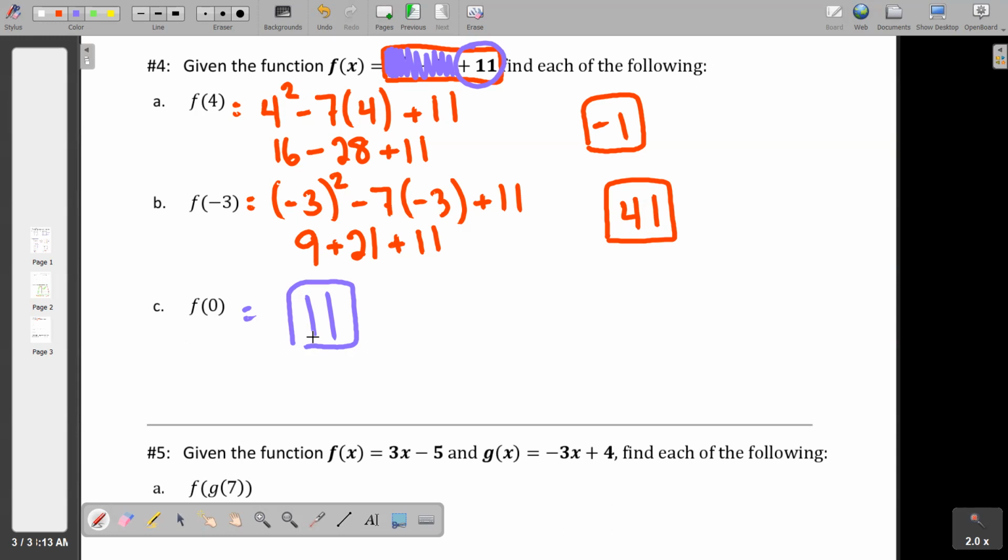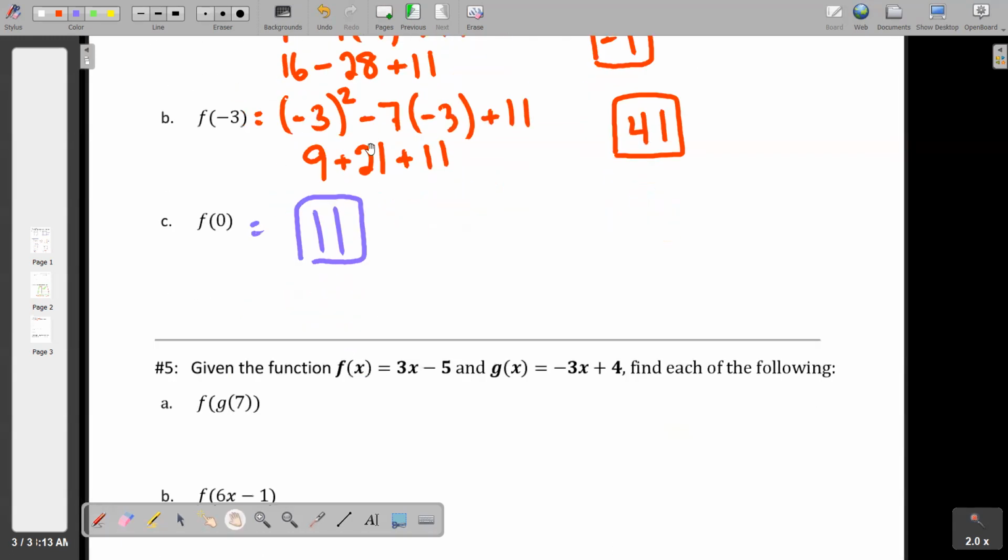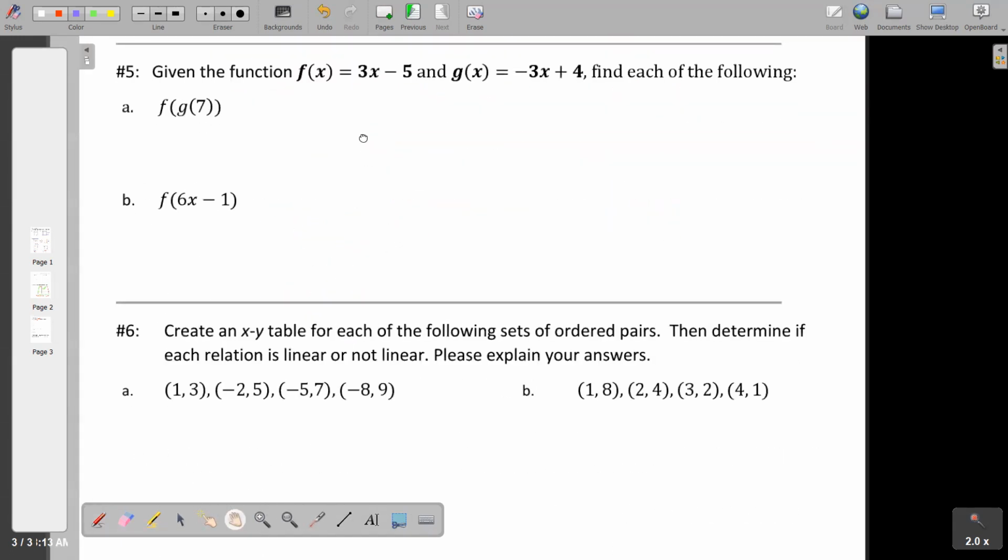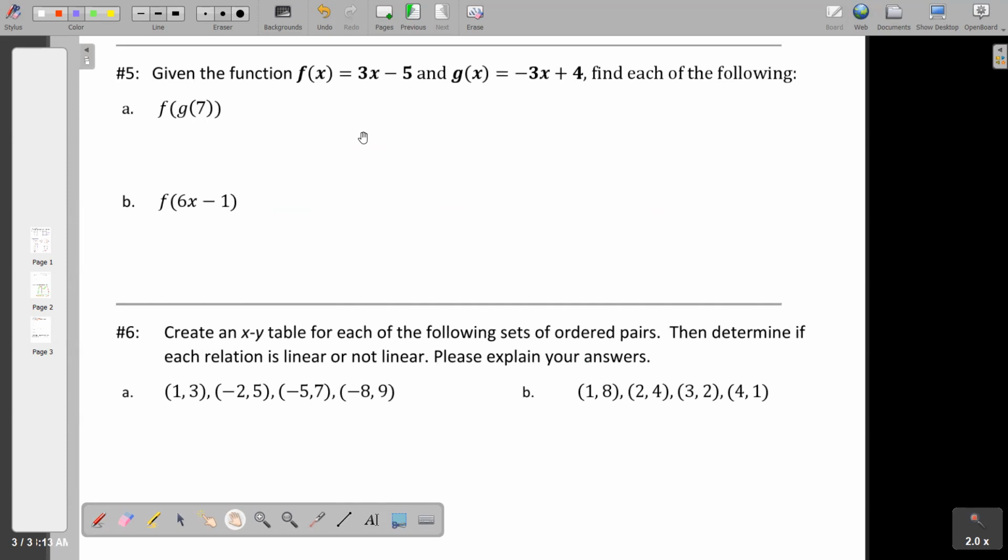Any questions there? All right, so that's just the basic mechanics of putting numbers in and then working math and getting an answer out. Then we get to something a little bit more abstract, but we practiced the dickens out of this one. We've got two functions. Neither one of them is a quadratic. They're both linear functions, piece of cake. And I just want you to compose f of g of 7.